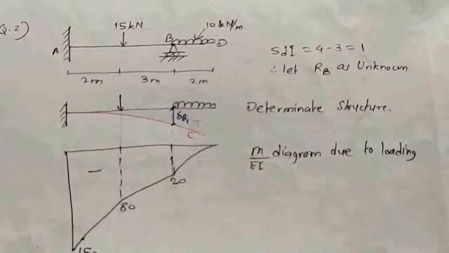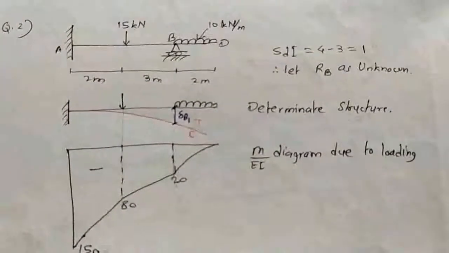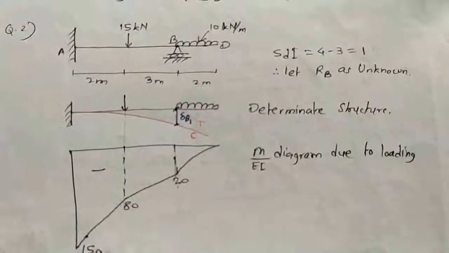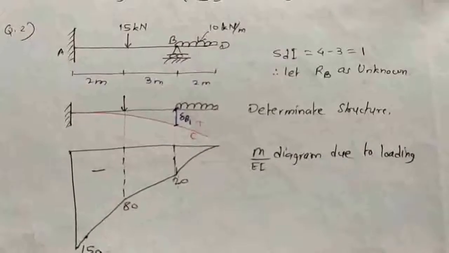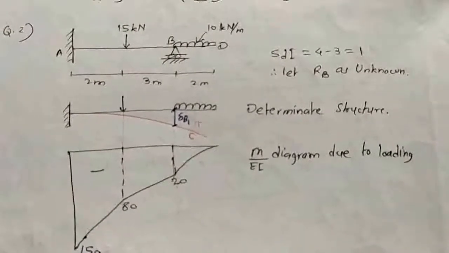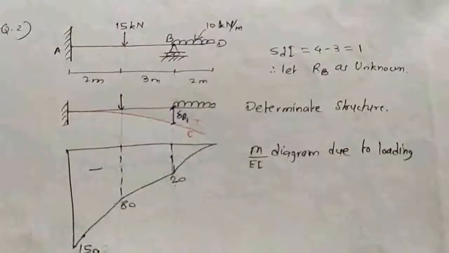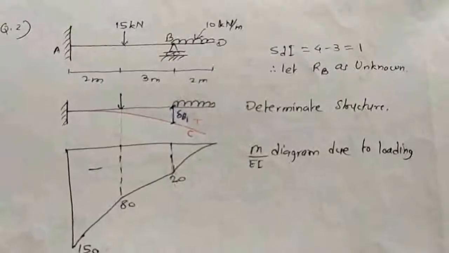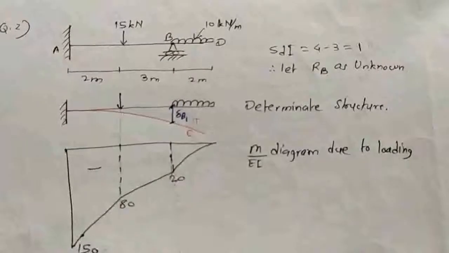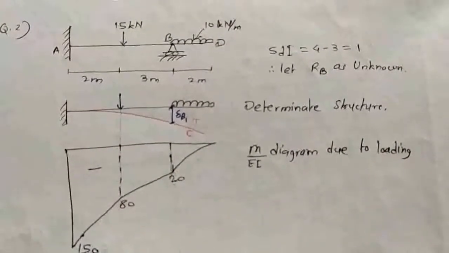Of course, one of the students may take MA as unknown. By taking MA as unknown, the student can make the structure determinate, that is, he can get a simply supported beam. Simply supported beam is nothing but a determinate structure. But here I am going to apply the moment area method. For convenience, I will always make the structure a cantilever type of structure. So I have taken RB as unknown.